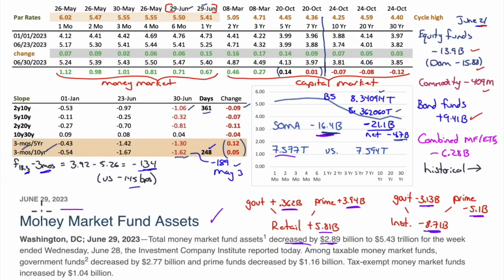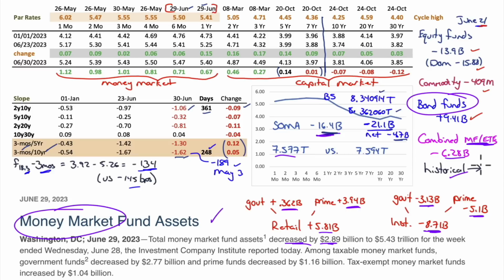This is money market. This is capital market. So it could be that money is leaving the money market funds and heading into the capital market funds. In other words, heading into the longer end of the curve to add duration in anticipation of a steepening of that yield curve. Combined mutual funds and ETFs, negative 6.28 billion.